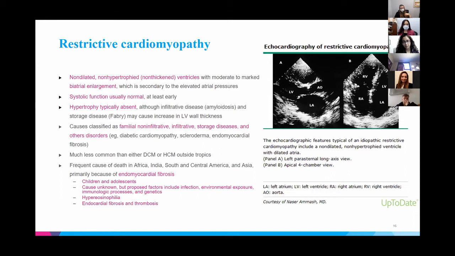You'll see hypereosinophilia with endomyocardial fibrosis, and essentially endocardial fibrosis and thrombosis.